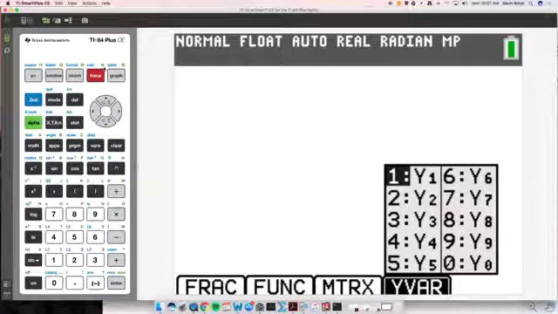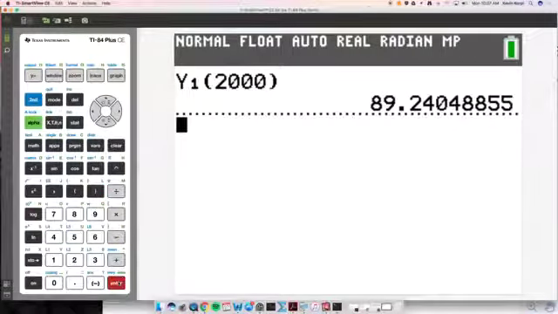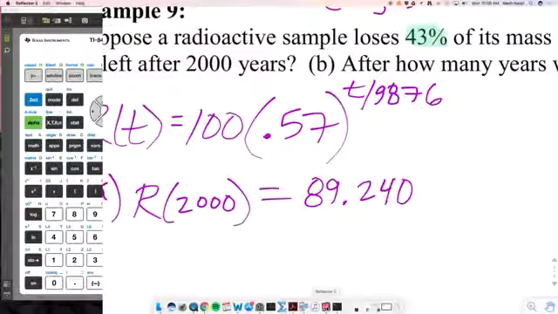That's your F4 menu. The green menu is F4. So alpha trace gets the choices, and we want Y1, because that's where we typed in our equation. Open parentheses, 2 grand, close it, hit enter. You don't need the graph to do that. 89.240. If you're truncating or rounding, you need to show that third zero.